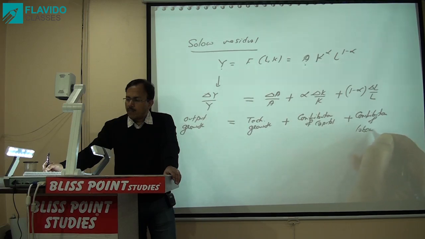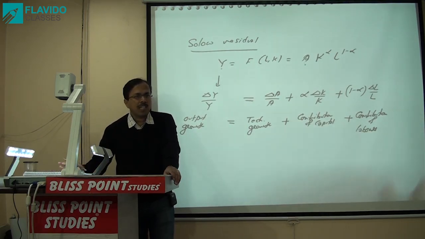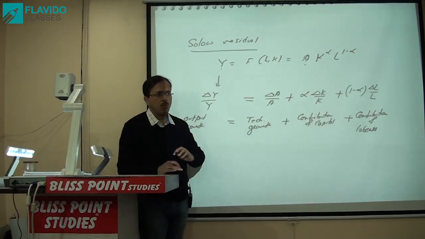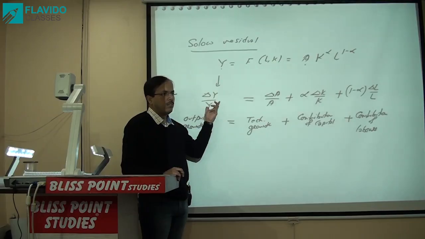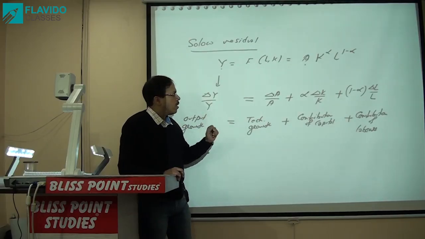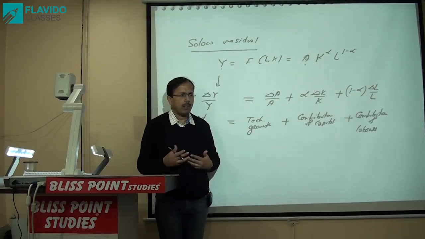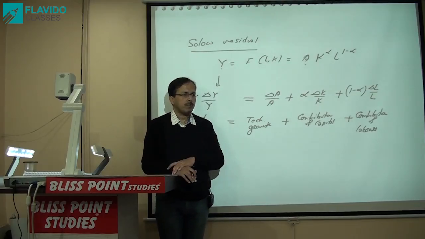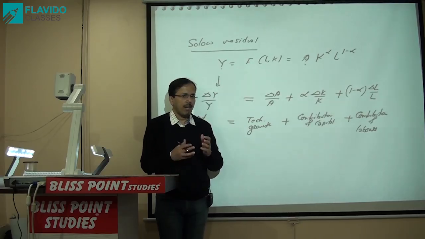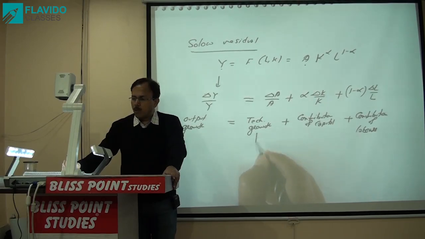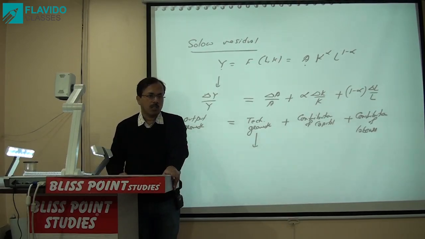Out of these different variables, which variables can be physically calculated? Which variables can you see and calculate? Output is something which can be measured. Capital, physical capital है, you can see, you can calculate it. Labor, you can measure it. But what about technology? We can't see technology. It is not available in that physical form. So this technical progress growth is referred to as the residual.